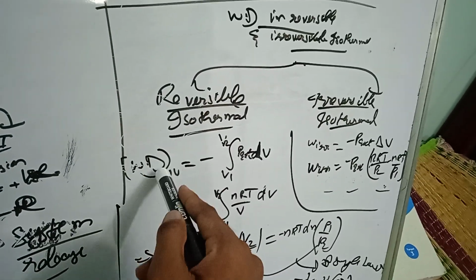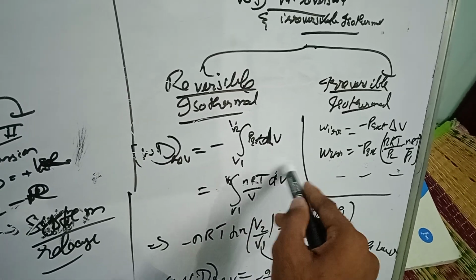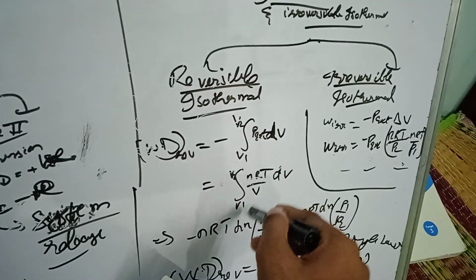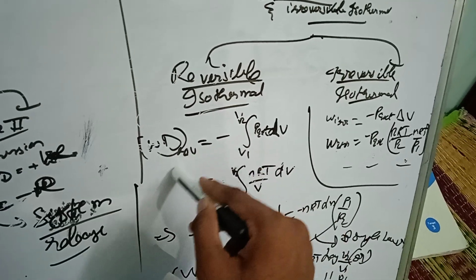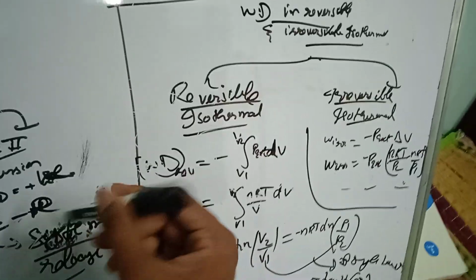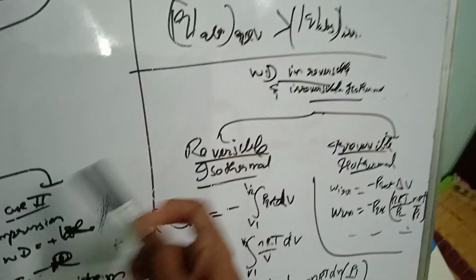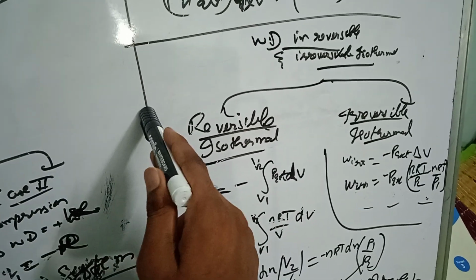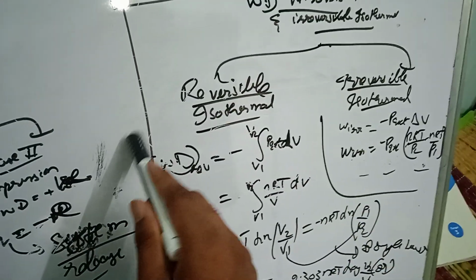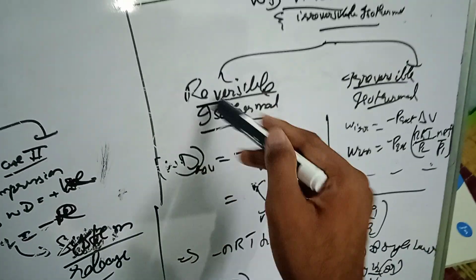If I'm saying integration of dx by x, you need to say it's ln x. Similarly, we are taking nRT outside, so it is integration of dV by V. Integration of dV by V is ln V, and we are putting limits from V1 to V2, so ln V2 minus ln V1. You also need to know the properties of logarithm to solve this. The properties of logarithm say that ln a minus ln b equals ln a by b. So here we have ln V2 minus ln V1, which is log a minus log b, so it is ln V2 by V1.